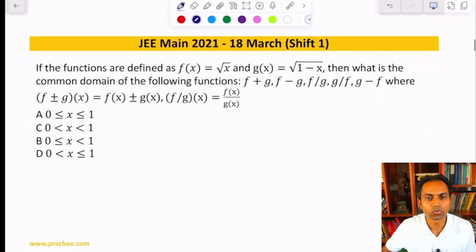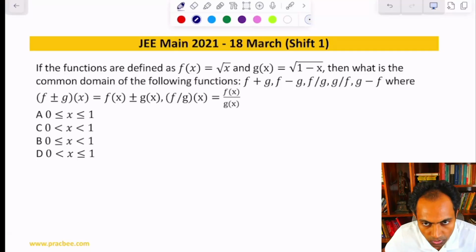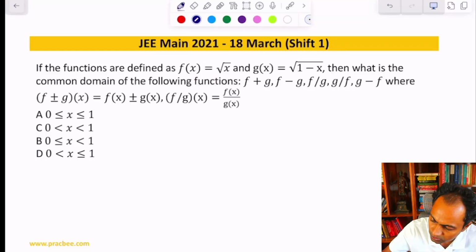Let us look into this 2021 question. The question says that f(x) is equal to root x, g(x) is equal to root of 1 minus x. What is the common domain of the following functions? Multiple things are given to us. Where f, so they have defined it, but this is the idea. So you can see that we will have to first find the domain of the first function. So again, there is a very simple rule. If something is inside the root sign, that needs to be greater than or equal to 0.